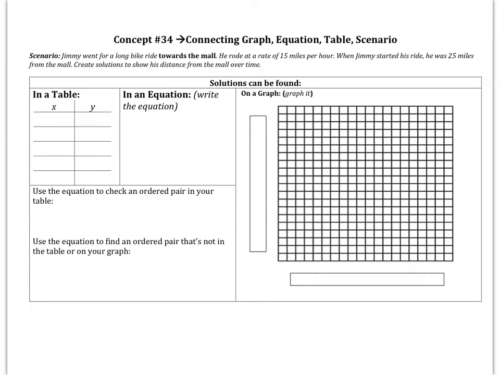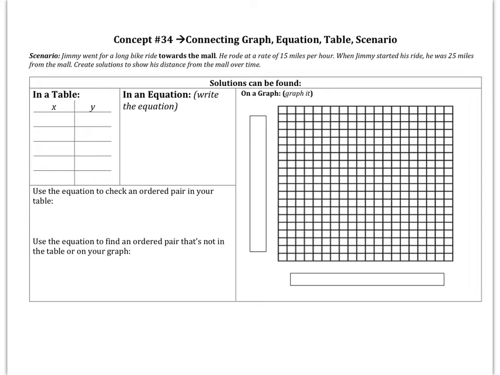All right, so today we're going to talk about the connections that a graph, an equation, a table, and a scenario have. Now that we've talked a lot about solutions already and graphed equations, we're ready to just make sure that we understand how they all connect. Basically, if you're given one out of the four of these, you should be able to come up with the other three. And so that's what I'm going to help you with today.